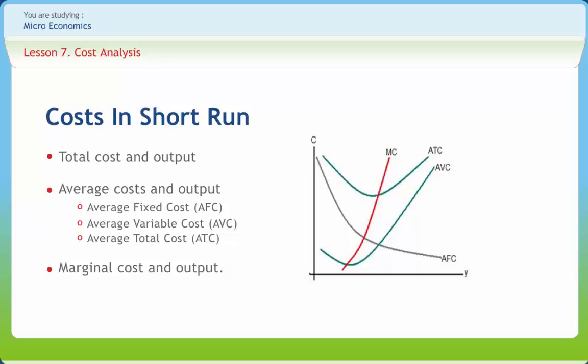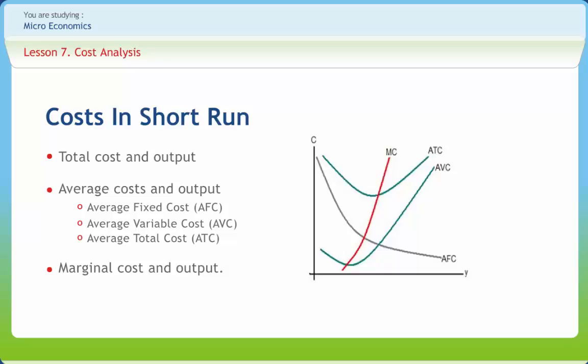Average fixed cost AFC is an economic term that refers to fixed cost of production FC divided by the quantity Q of output produced. AFC equals FC divided by Q. Average fixed cost is a per unit of output measure of fixed cost. As the total number of goods produced increases, the average fixed cost decreases, because the same amount of fixed cost is being spread over a larger number of units of output.